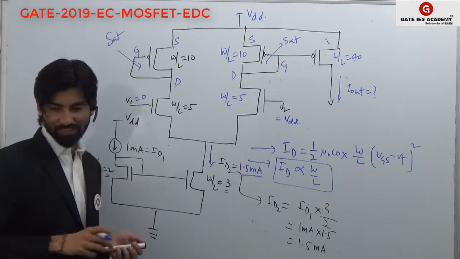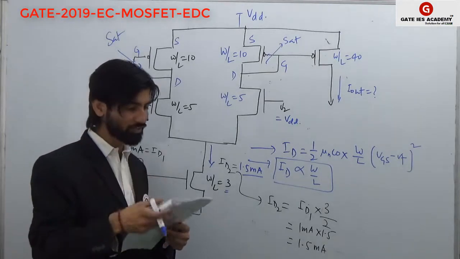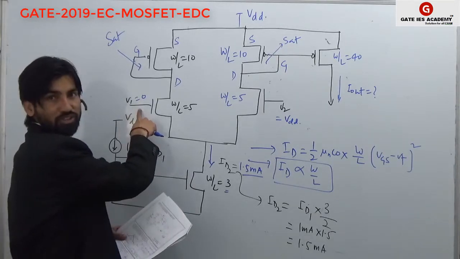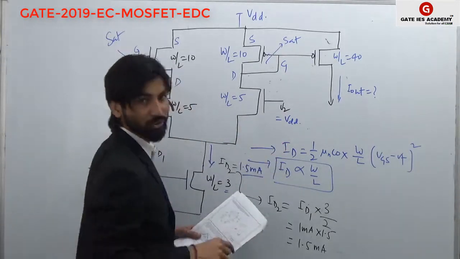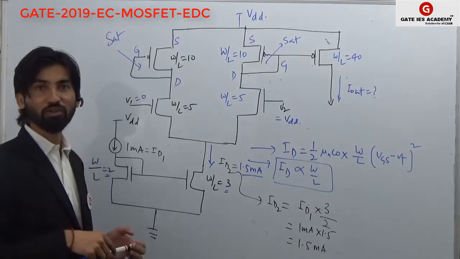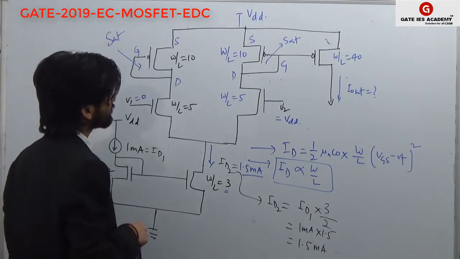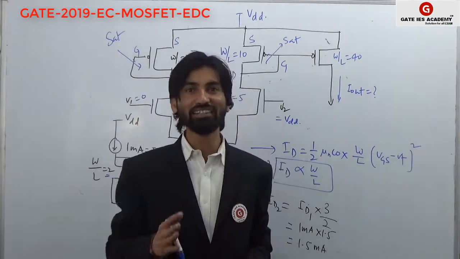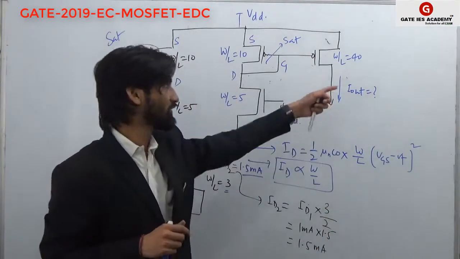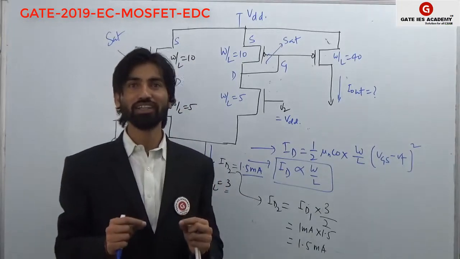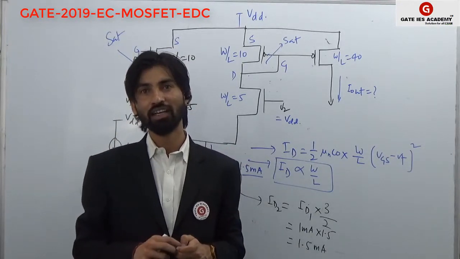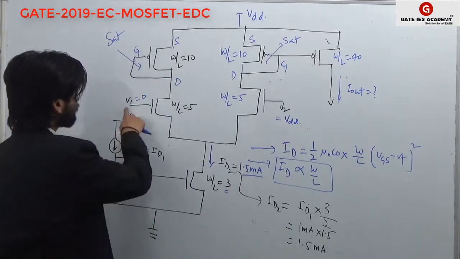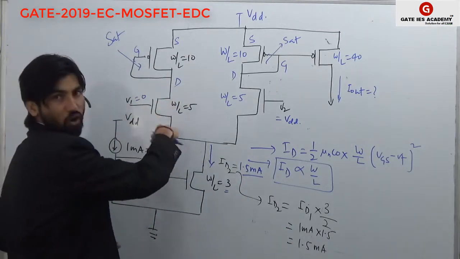But the main point where you have to be very cautious is that they have given V1 equal to 0 and V2 equal to VDD. This is where we always make mistakes, because we approach blindly, without reading the question, just looking at the circuit, and we get a different answer. So read the question very carefully, utilize whatever information they have given, and find the right answer. Here V1 is 0, which means this transistor is always off.